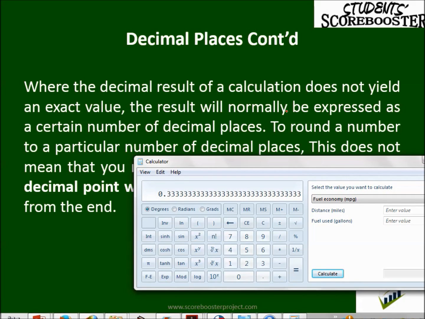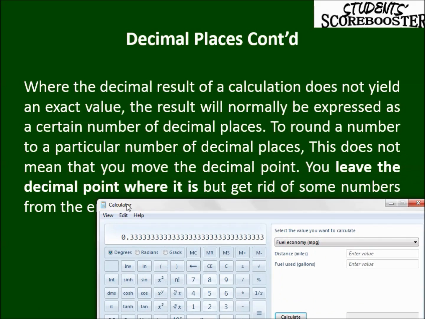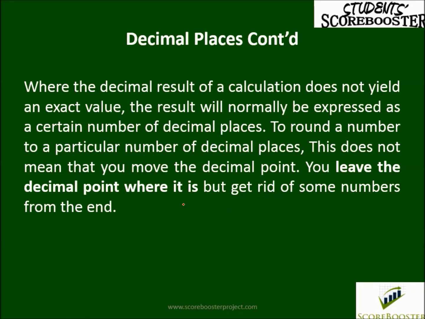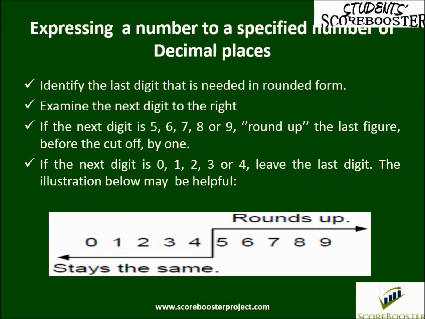As shown here, the result is not an exact value. So in order to make the value exact, you can ignore some of the digits to the right. When you ignore some of the digits to the right, you get rid of the numbers from the end, so you can have it as 0.33, to make simplification using the number easy. You should know that you leave the decimal point where it is, but you remove some digits from the right.